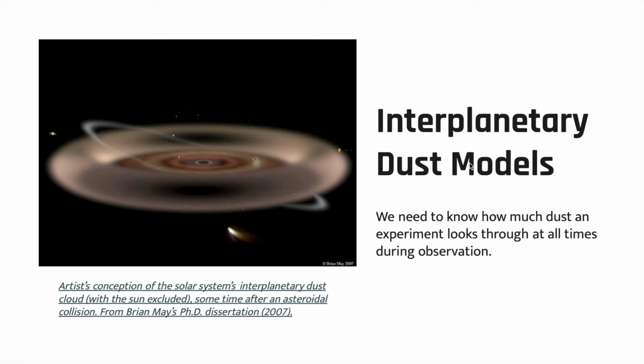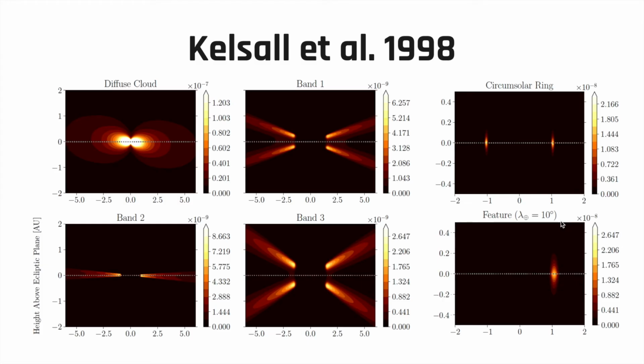observations. In other words, we need to compute the column density of interplanetary dust seen through the beam of an experiment at all times. For this purpose, we need an interplanetary dust model, which describes the three-dimensional dust distribution in the solar system. The currently most widely used interplanetary dust model is the Kelsall model, which was developed for the DIRBE instrument of the COBE satellite for the purpose of removing zodiacal emission in their data.